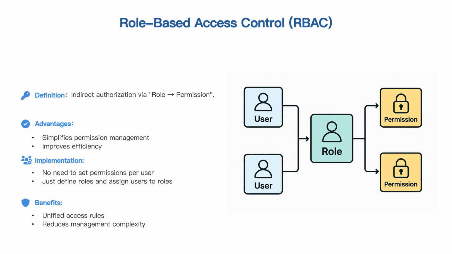To address the complexity of permission management, enterprise management applications widely adopt a permission management method known as Role-Based Access Control, RBAC. This method is simple and effective. We first define roles, then set permissions of these roles, and finally assign users to these roles. This way, administrators no longer need to set permissions for each user individually.